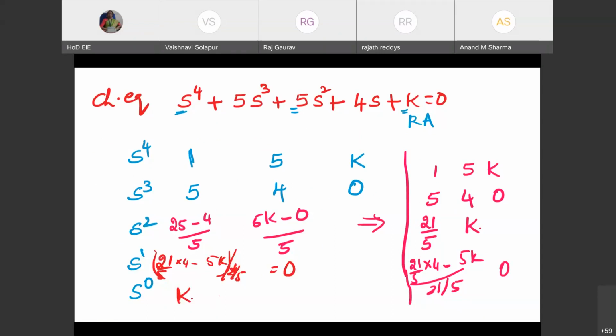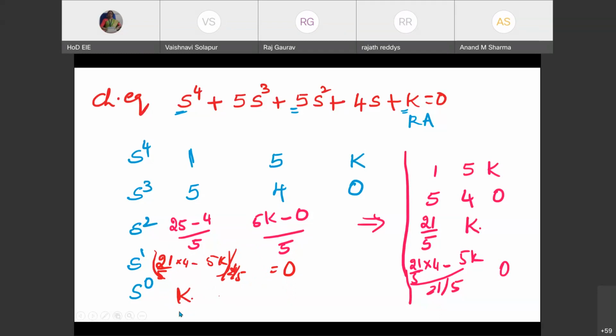Correct? And the next element is 21 by 5 into 0 minus 0 into 5 by 21 by 5, which is obviously 0. So the same thing, 21 into 4 by 5, which is 84 by 5, minus 5k by 21 by 5. This one is 0, this one is 0, and this one is k.